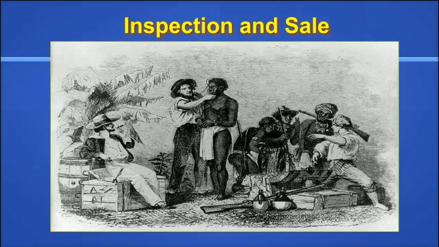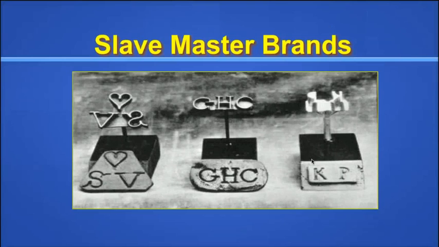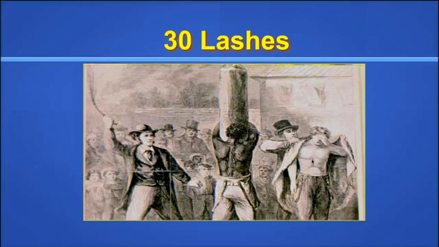Here's another picture of the inspection and sale. People would come check them out, check their teeth, check to see if they were healthy, check their muscles, things like that. Here's the brands. You'd heat these up and you would brand them to your slave's skin. It would be incredibly painful and it would never go away. So you would know what plantation those slaves came from.